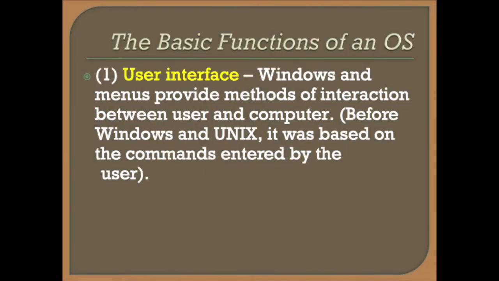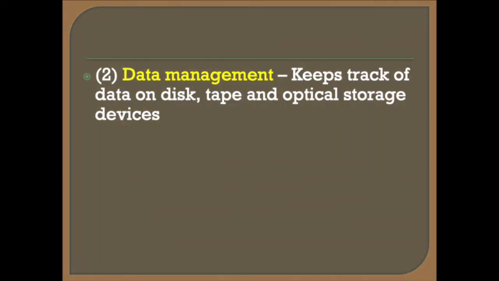There are some basic functions of an operating system. One is user interface. The operating system functions as a link between the user and computer. Before Windows and UNIX, it was based on the commands entered by the user. Second is data management. It is the operating system that keeps track of data on disk, tape, and optical storage devices.